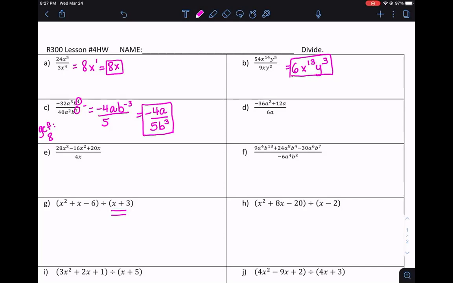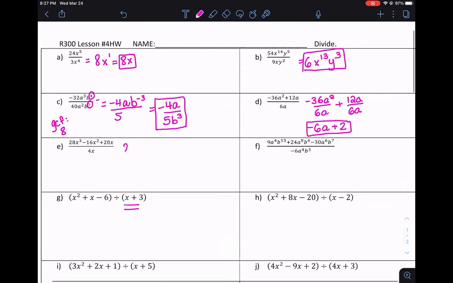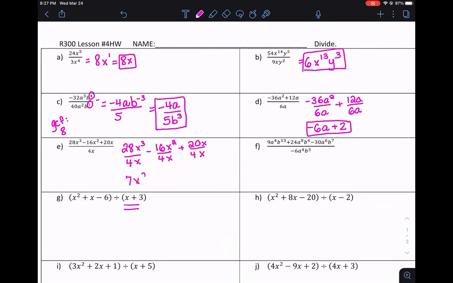For D, E, and F, you now don't have a single term in the top, but you have multiple. So the suggestion here is to, again, divide everything separately by doing this separation. So we have negative 6a plus 2 as our solution for D. For E, let me just set it up. It takes a minute, so I do apologize. Just bear with me. Okay, so we have 7x to the 2 minus 4x plus 5. So again, I like the separation because then you can kind of just work straight down.